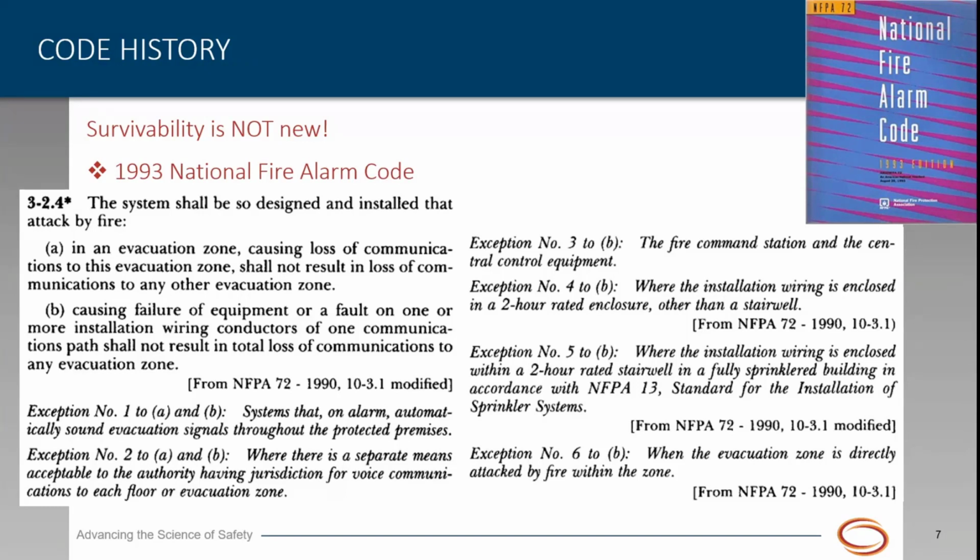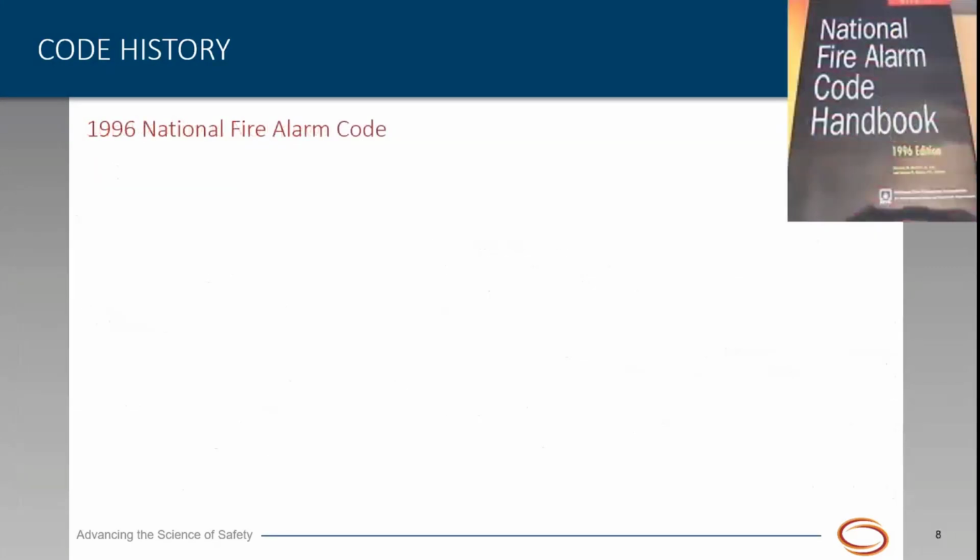It talks about the loss in one evacuation zone not hindering another zone. It talks about 2-hour rated enclosures, 2-hour rated stairwells, fully sprinklered, not applicable to general alarm. All of these things that we see in some form today. Now, way back then, this seemed to apply only to quote unquote communications paths or circuits. And that was up to some interpretation. It wasn't actually defined what kind of communications we were talking about.